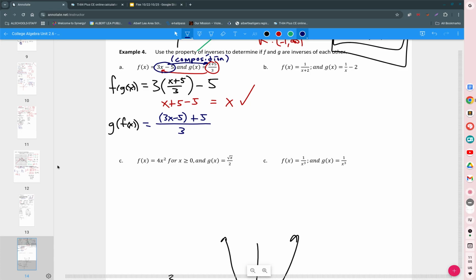Okay, these are grouped together in the top. I have to first take 5 and negative 5, and when I add those together, I get 3x over 3. Now I can take 3x over 3 and divide it, and I get x. You got x for both of them, so yes, these are inverses.